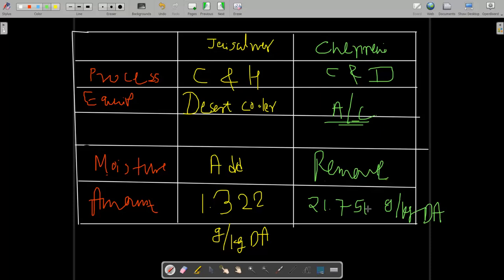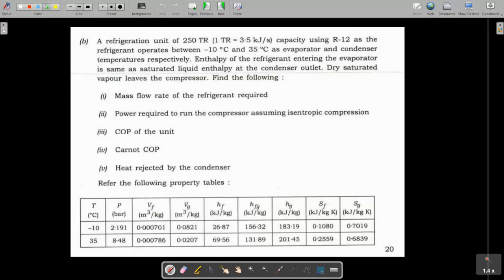This is your final answer, and your answer should be like this, so your examiner will get a good impression and give you marks. But if you write it as a statement, then nobody will read your whole statements. So this is the way to write the answer. Hope you understand, and this is the end of our first question, and this is the second question. If you have any doubt, you can ask in the comment section also.